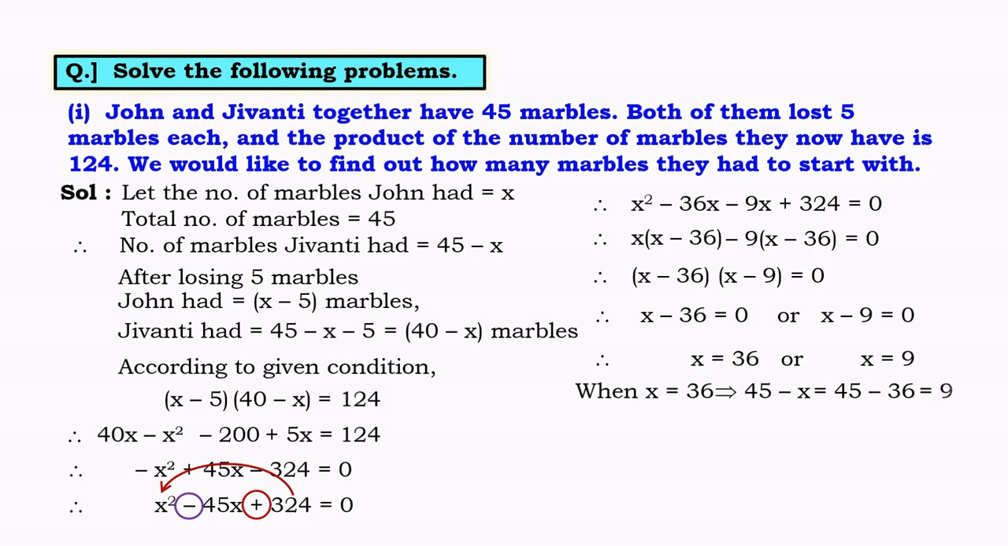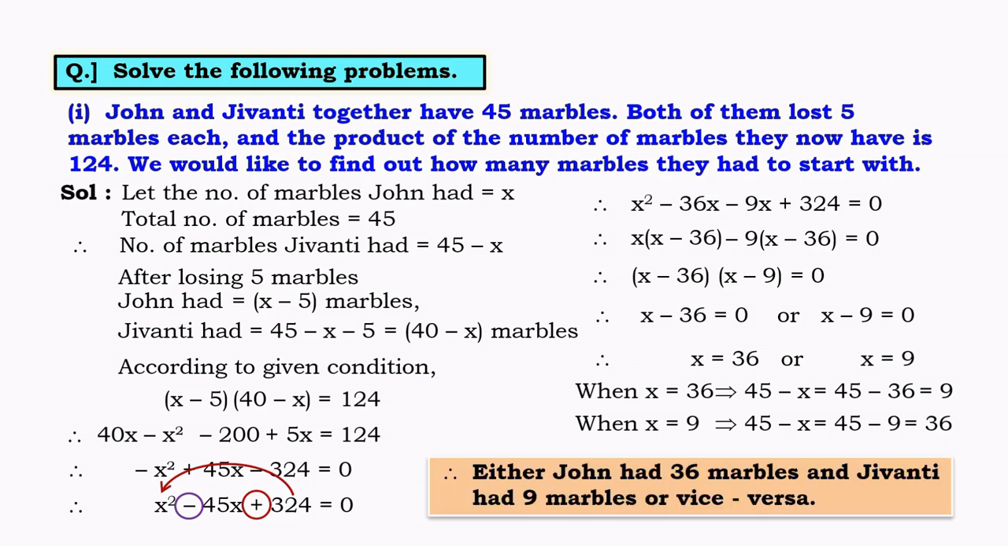If x equals 36, then Jeevanti had 45 minus 36, which is 9 marbles. If x equals 9, then Jeevanti had 45 minus 9, which is 36 marbles. Thus, there are two possible arrangements. Either John had 36 marbles and Jeevanti had 9 marbles, or John had 9 marbles and Jeevanti had 36 marbles.